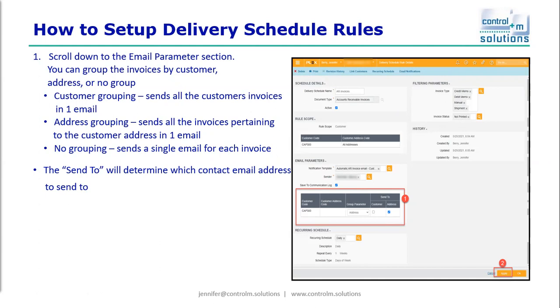Under the send to column, that will determine which contact email address it's going to be sent to. Do you want the invoices sent to the contact on the address, or do you want the email sent to the contact on the customer record? So you can determine which way. And once you complete this screen, your document delivery system is set up, it's active, and it's ready to go.